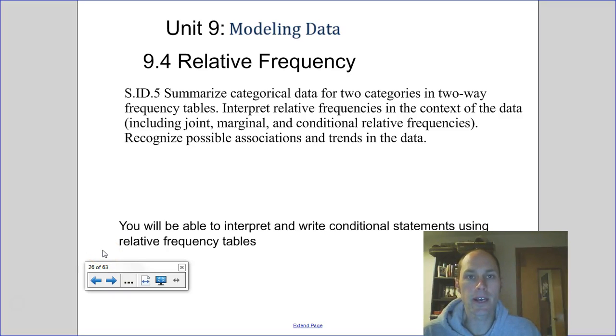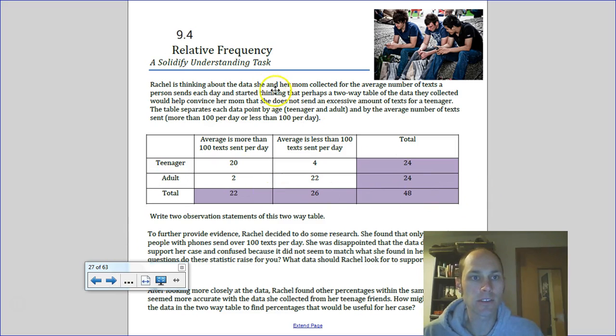As we continue our unit on modeling data, today we're going to focus on relative frequency. We're going to continue looking at two-way frequency tables, and we'll learn how to interpret and write conditional statements using those relative frequency tables. So you can follow along in your notes.